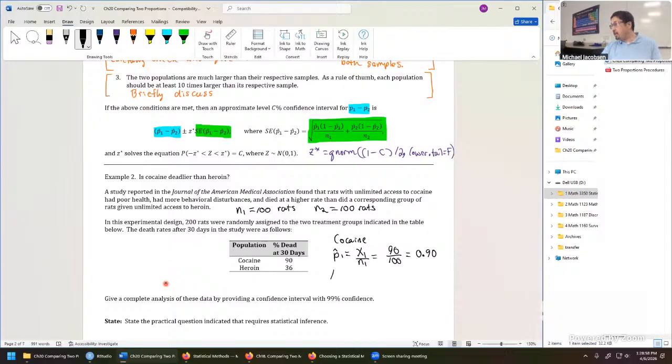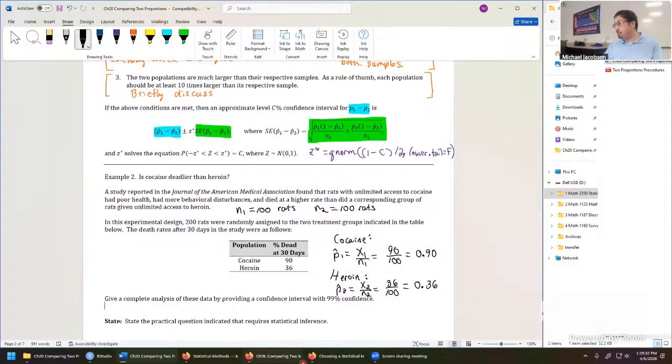Then likewise for the heroin group, the heroin treatment, our next statistic, the one we call p hat 2, will be the number of successes x2 in the second treatment over the sample size n2. There were 36 successes out of a sample size of 100, so we get 0.36 altogether. So that's our context.